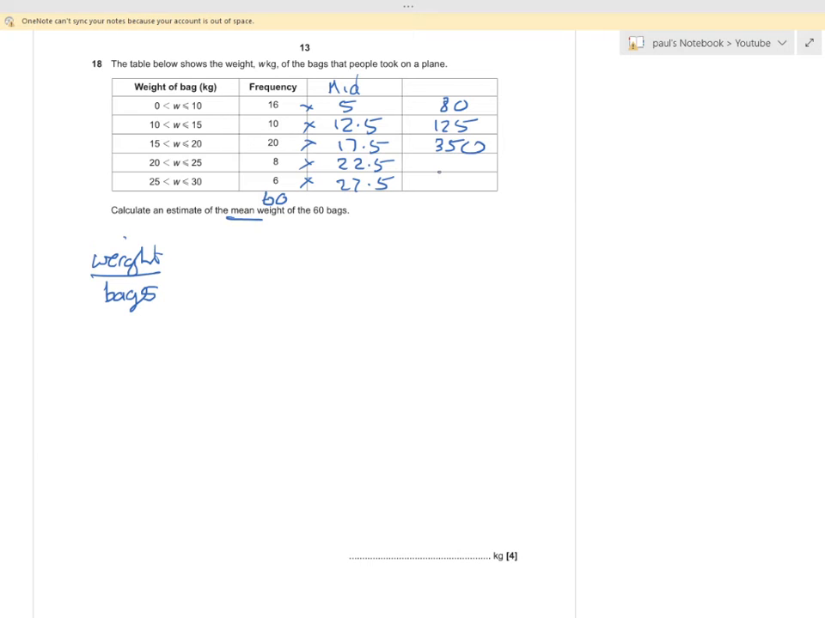8 times 22.5 is 180, and 6 times 27.5 is 165. Now let's add all that up together, yeah? So 80 plus 125 plus 350 plus 180 plus 165, and that equals 900. So that's a nice round number. So if we do 900 divided by the 60, we get 15 kilos.